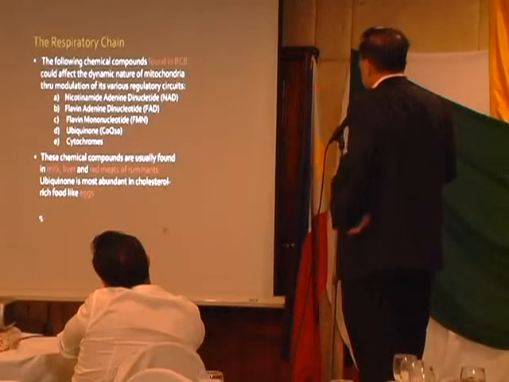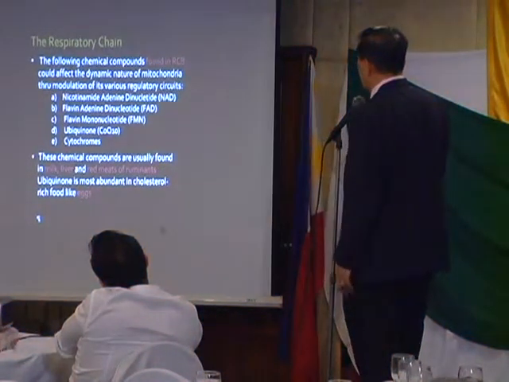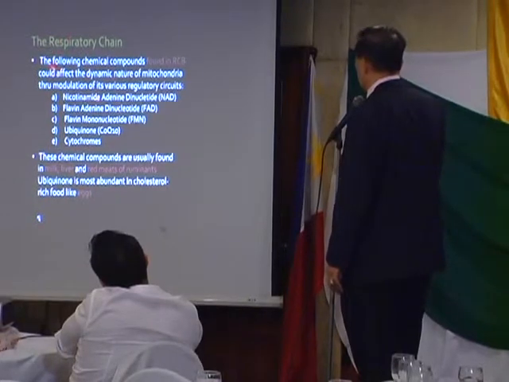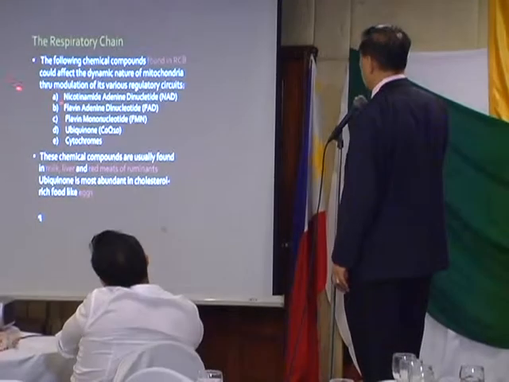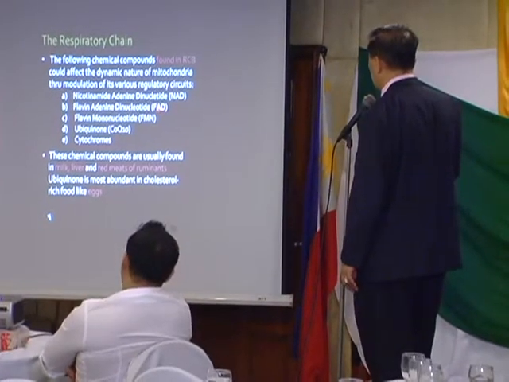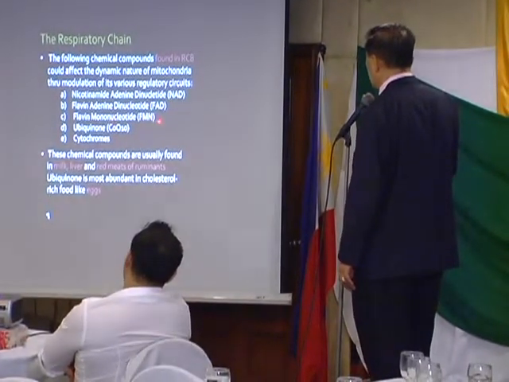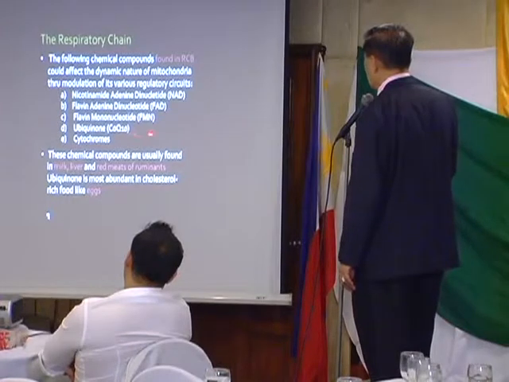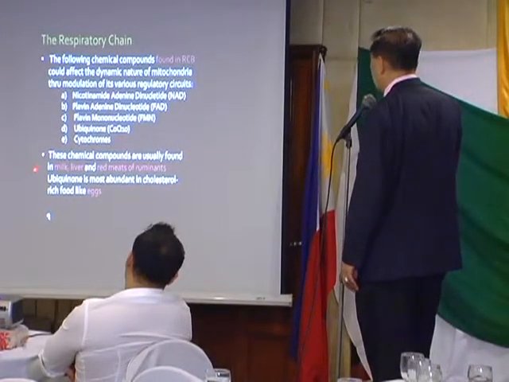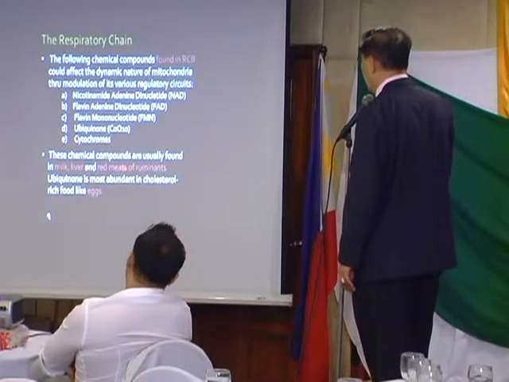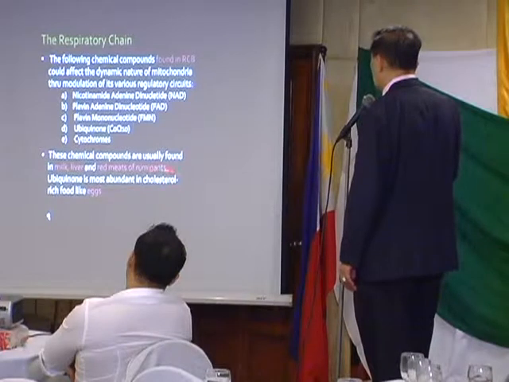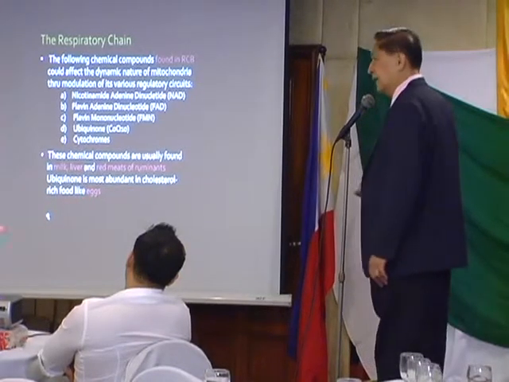The following chemical compounds found in RCB could affect the dynamic nature of mitochondria through modulation of its various regulatory circuits. Nicotinamide adenine dinucleotide, flavin adenine dinucleotide, flavin mononucleotide, ubiquinone, CoQ10, and cytochromes. These chemical compounds are usually found in milk, liver, and red meats of ruminants. Ubiquinone is most abundant in cholesterol-rich food like egg.